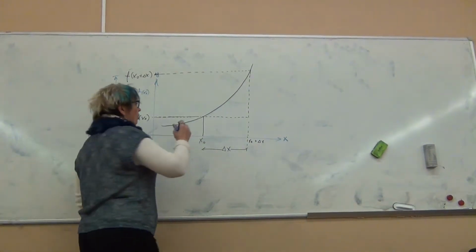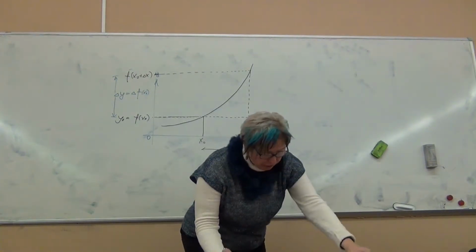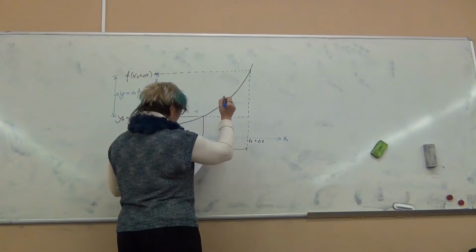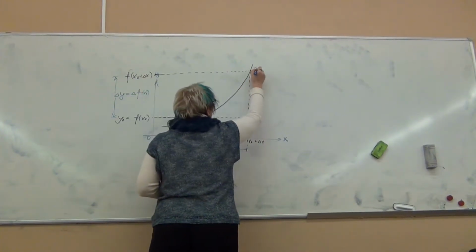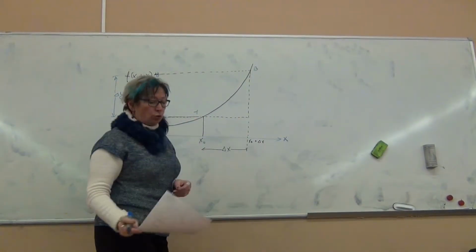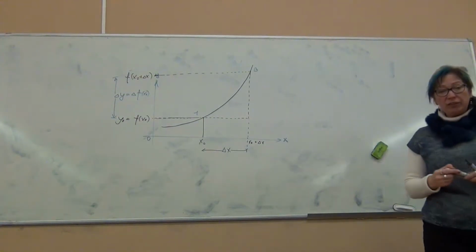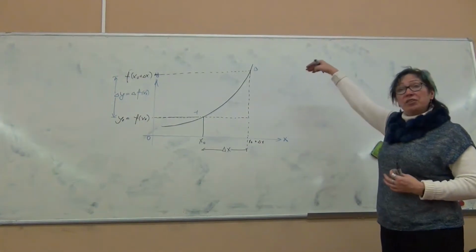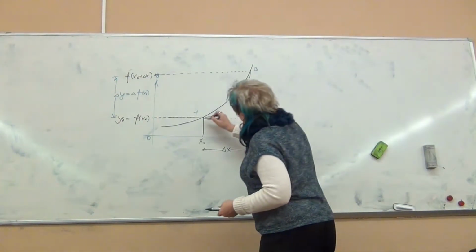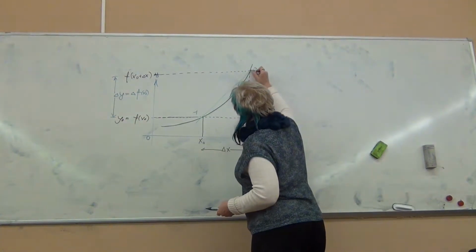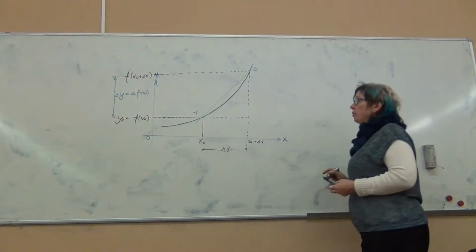And of course I could name those points, let me see, A and B. So the point A, the point B, and I can draw a line through these 2 points. I can draw the secant for this graph. A secant is a line that intersects the graph, like this, basically through 2 points.